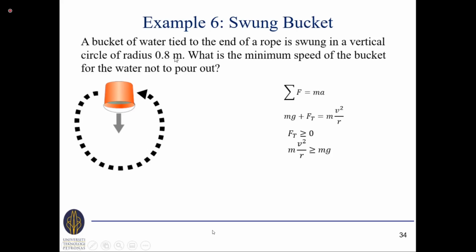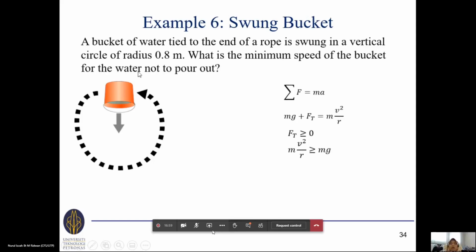The radius is given as 0.8. What is the minimum speed of the bucket for the water not to pour out? In other words, for the string not to go slack.